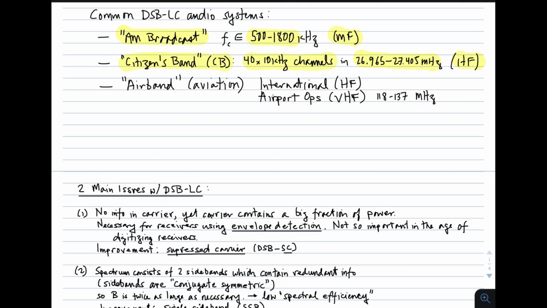Yet another double sideband audio system that you should probably know about is airband, referring to aviation. These are communications, for example, between aircraft and the airports at which they're taking off from or landing at. Also international communications between, say, air traffic control and passenger jetliners, where the jetliner is perhaps approaching North America from the Atlantic, are typically done using double sideband large carrier in the HF band. The airport operations are short-range communications between aircraft coming and going from an airport. Those are typically VHF, in the band 118 to 137 megahertz.